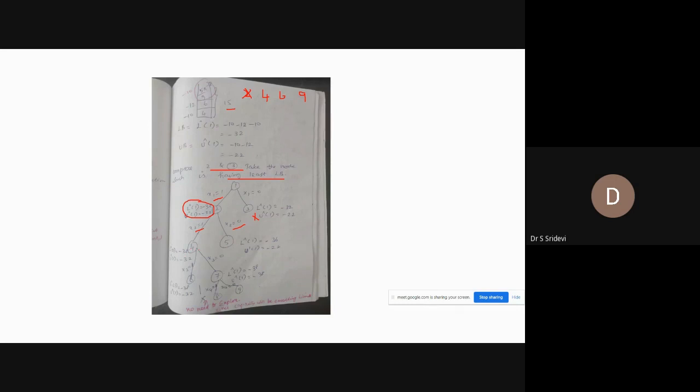See here, x1 is included, x2 is included, then for x3 you can put two branches. One is x3 can be included, another is x3 cannot be included. If you include x3, this will be the output, minus 32. And if x3 is not included, again you have to apply the same formula and find the lower bound and the upper bound values.